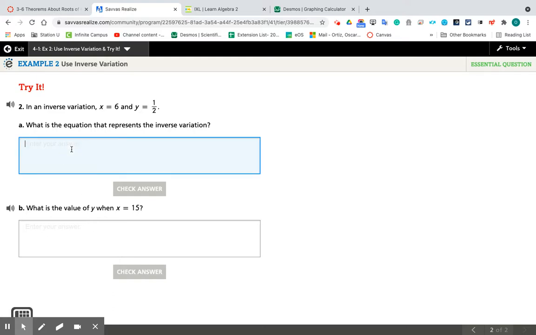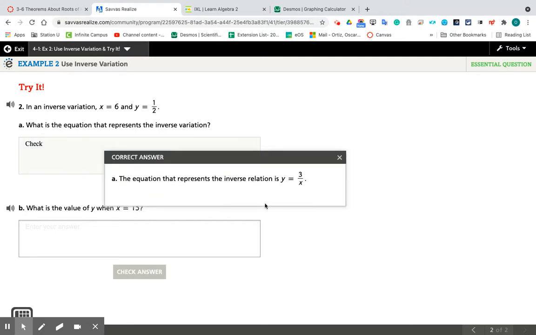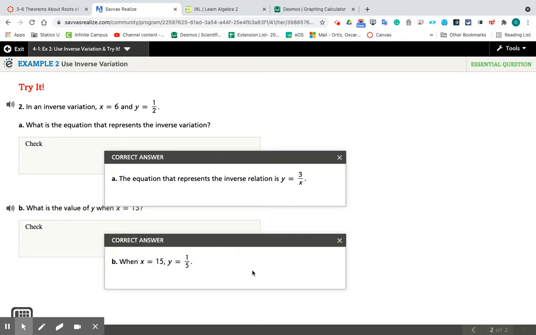So hopefully everybody did it right now. And of course, 6 times 1/2 is 3, and 3 divided by x will be equal to y. And over here, when you plug in x equals 15, it'll be 3 over 15, which simplified will be 1 over 5. So let's check it here. All right. So let's leave it like that for right now.